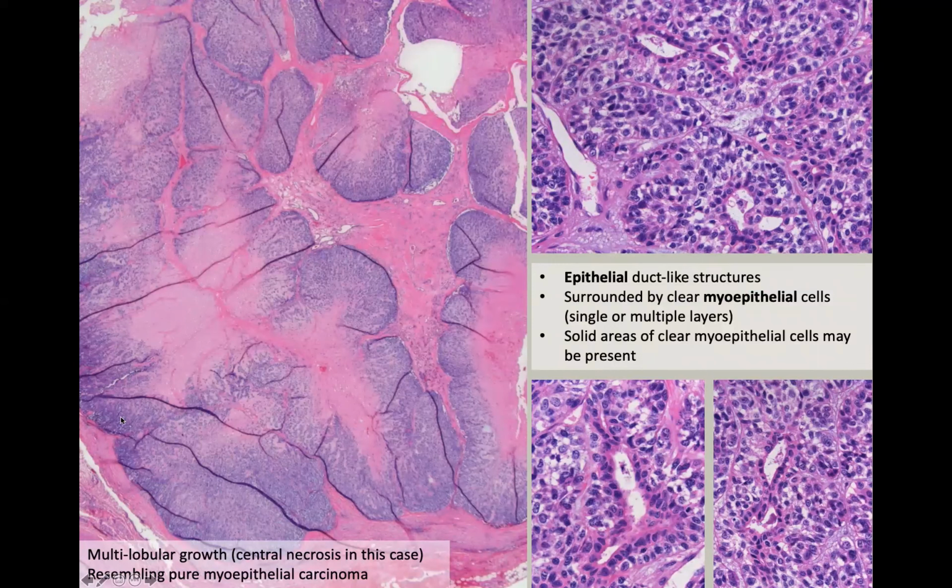So on low power, it may remind you of that pure myoepithelial carcinoma that we saw earlier, with lobules, with peripheral cellularity, with central necrosis. However, when you look at the areas of peripheral cellularity, you'll see that there are these sheets of cells with clear cytoplasm punctuated by these duct-like structures. Again, I'm highlighting the ducts with my arrow. Hopefully you can see those. So when you see these sheets of myoepithelial cells punctuated by ducts, that is epithelial myoepithelial carcinoma.